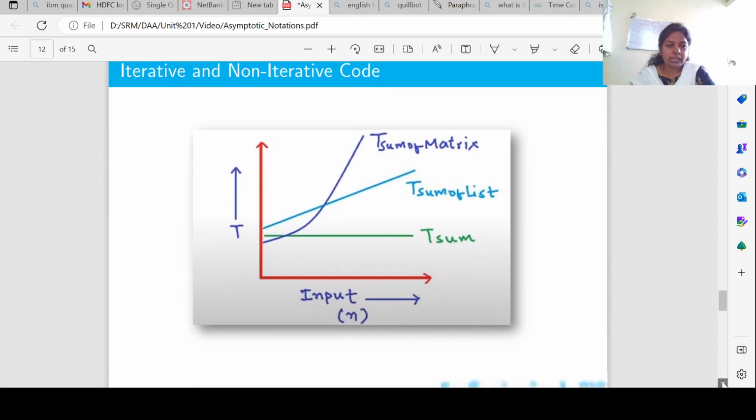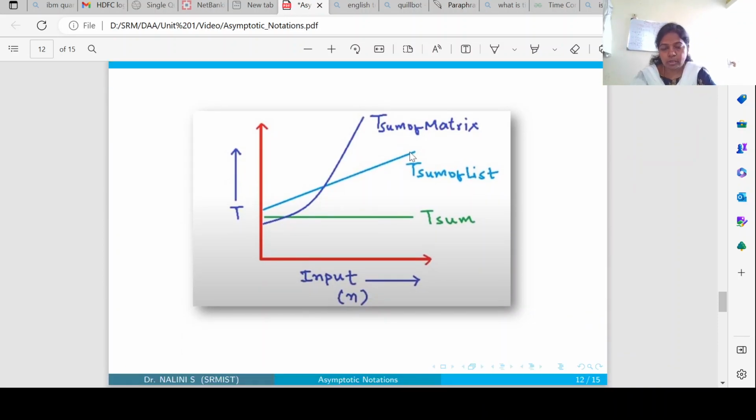So all these algorithms' time complexities can be plotted on a graph: T sum, T sum of list, and T sum of matrix. The T sum requires constant time, big O of 1. T sum of list, this algorithm takes big O of n time. The T sum of matrix algorithm takes big O of n squared. So among all these algorithms, T sum takes the minimum time, big O of 1, and T sum of matrix takes the maximum time, big O of n squared.